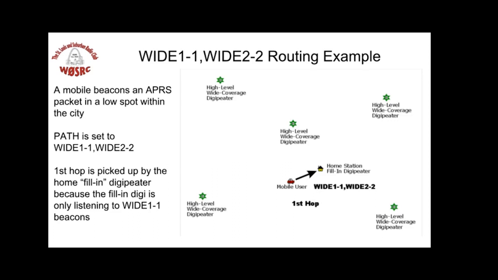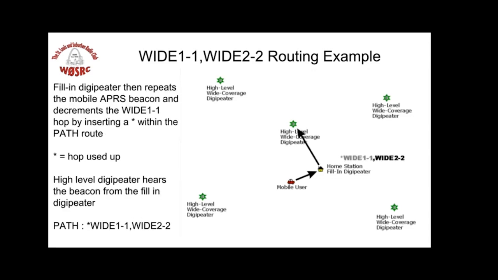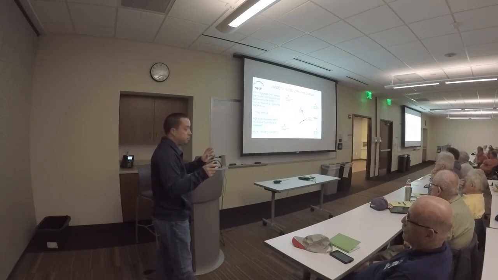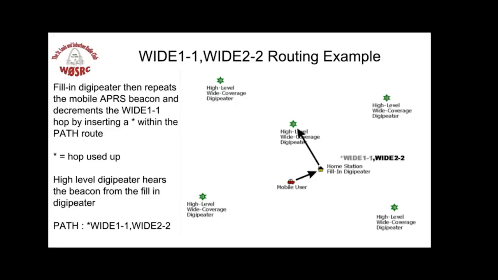Okay? The first hop is picked up by this fill-in Digipeater over here. And it hears it because the fill-in Digipeater is only listening to wide 1-1. Okay? So it forwards it, it beacons it out, and it puts an asterisk beside the wide 1-1 to say that that hop has been used up. Okay? Because we're only asking for one hop through a fill-in Digipeater. So we've got to figure out a way to say, nope, I'm going to use this hop up. That one is used up. Okay? So are we clear so far?